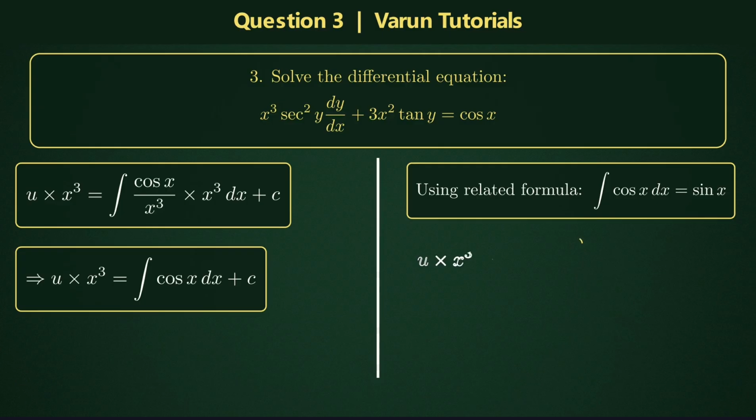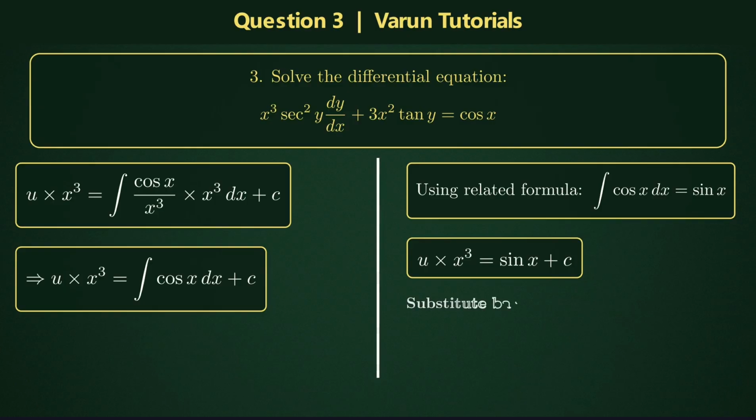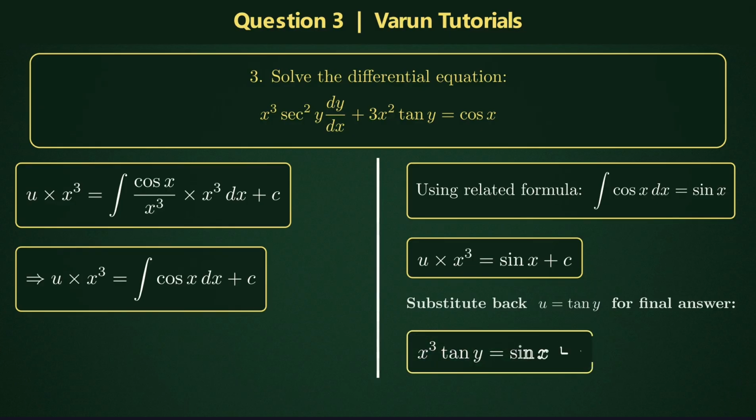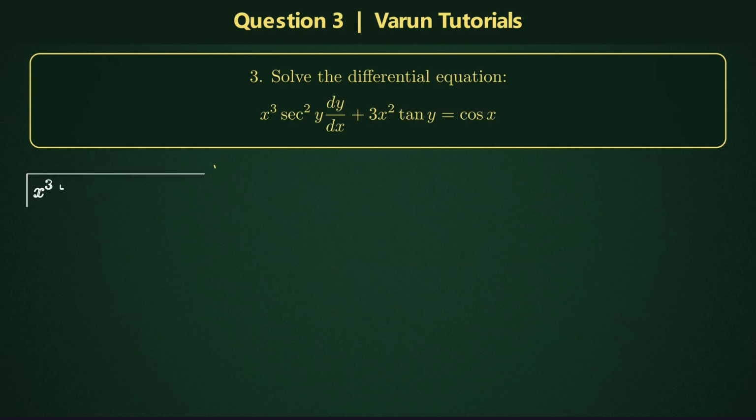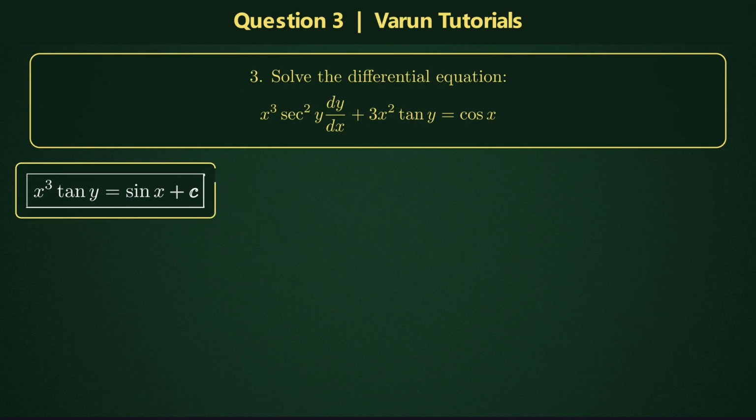Recall the standard integration formula, the integral of cosine of x is sine of x. This integration gives u times x cubed, equals sine of x plus c. Finally, we substitute back u equals tangent of y to get the required general solution. This yields x cubed times tangent of y, equals sine of x plus c, shown here in the final box.